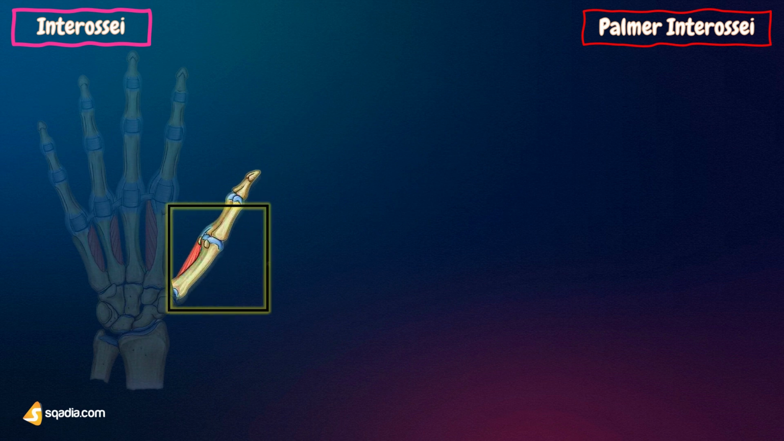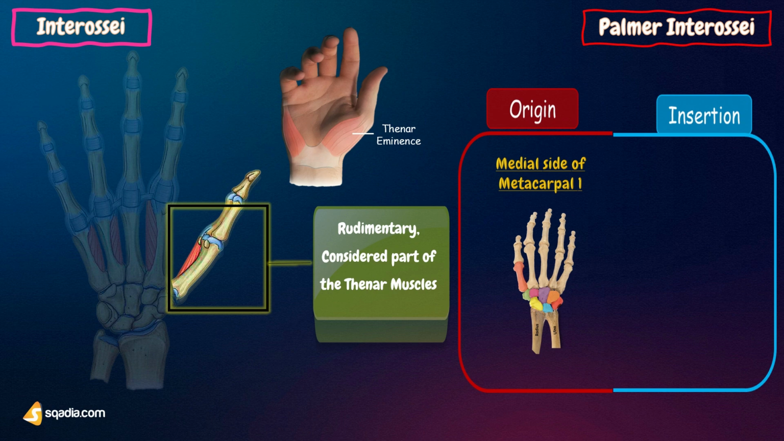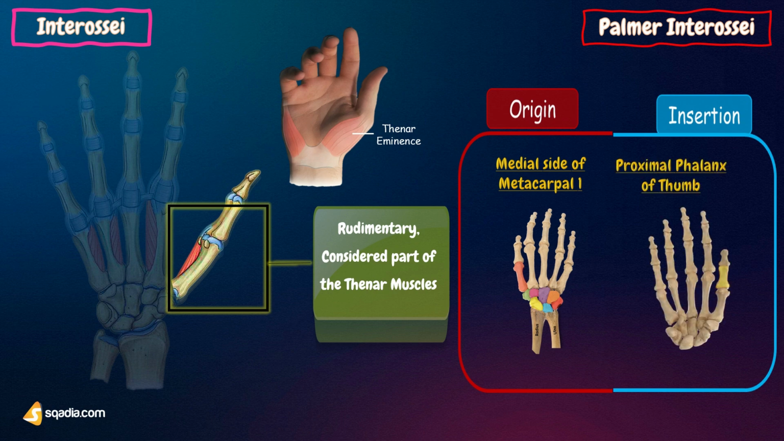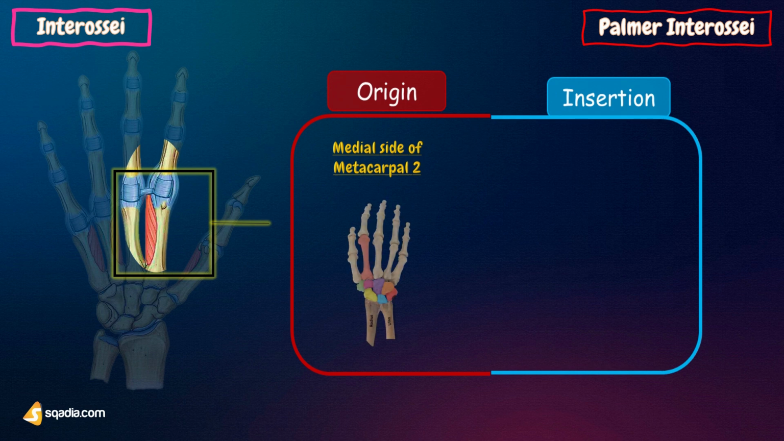The first palmar interosseous muscle is rudimentary and often considered part of either the adductor pollicis or the flexor pollicis brevis. When present, it originates from the medial side of the palmar surface of metacarpal 1 and inserts into both the base of the proximal phalanx of the thumb and into the extensor hood. A sesamoid bone often occurs in the tendon attached to the base of the phalanx.